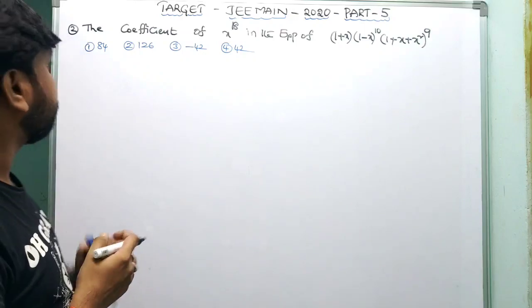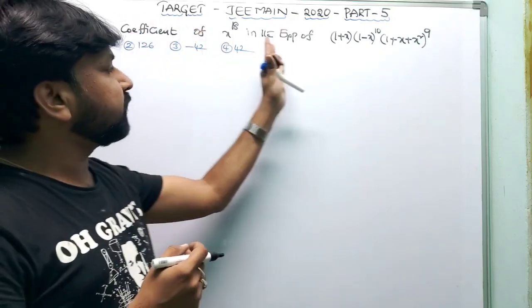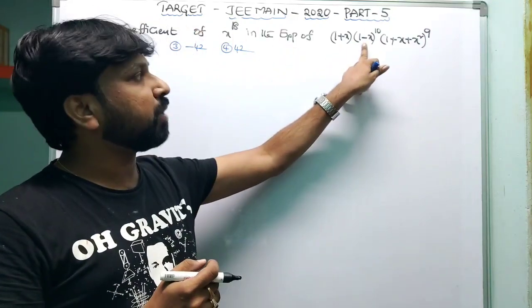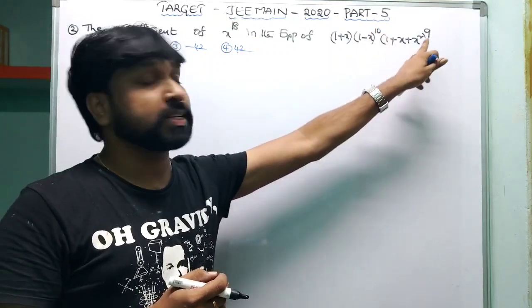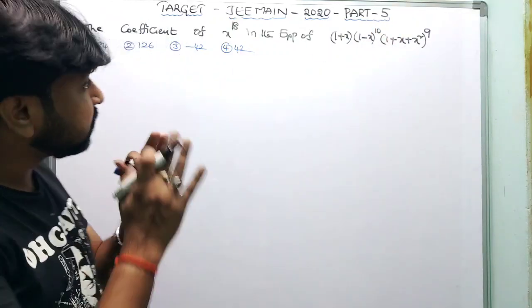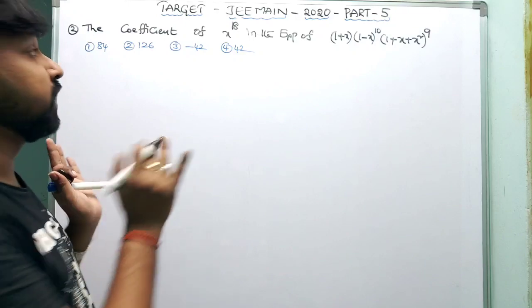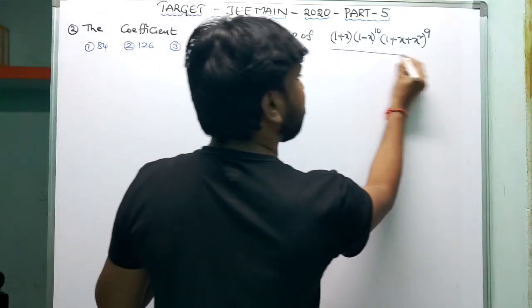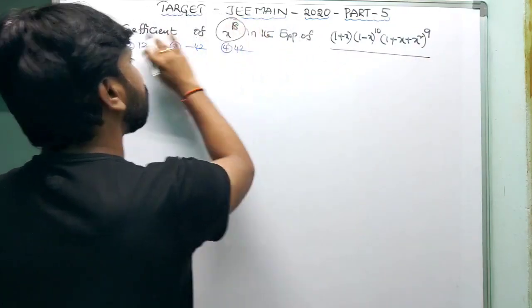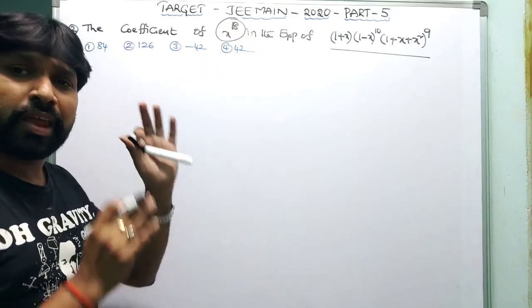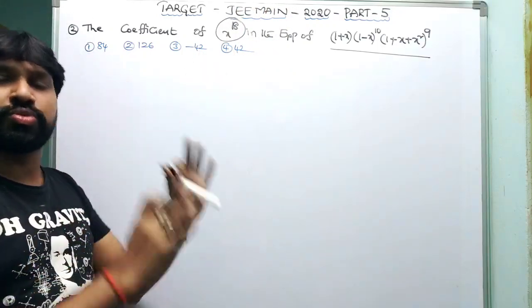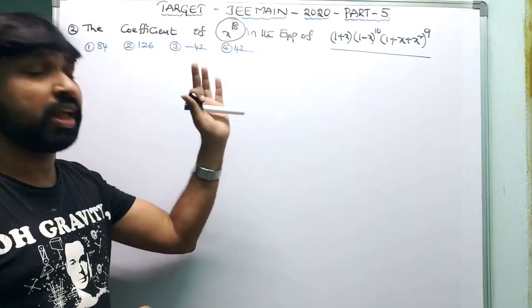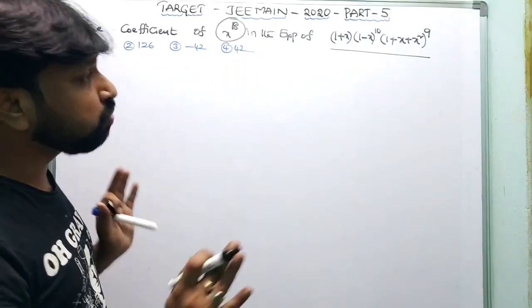Yes, coming to the second question, friends: the coefficient of x power 18 in the expansion of (1 plus x) into (1 minus x) whole power 10 into (1 plus x square) whole power 9. Friends, this kind of questions they usually ask. They give one kind of expansion and ask for some coefficient. Usually they ask this approach in JEE Mains, so it's a very important area.